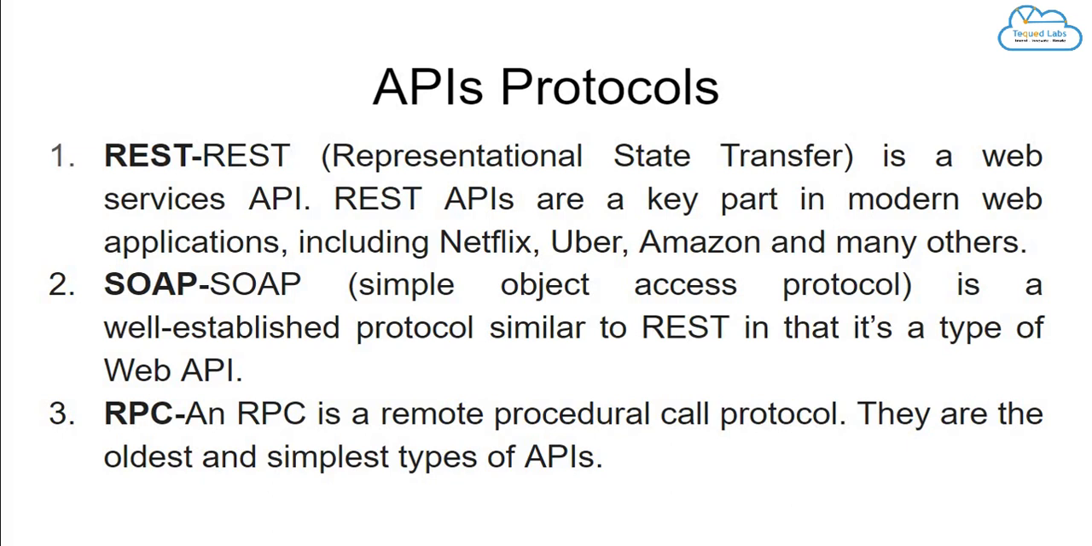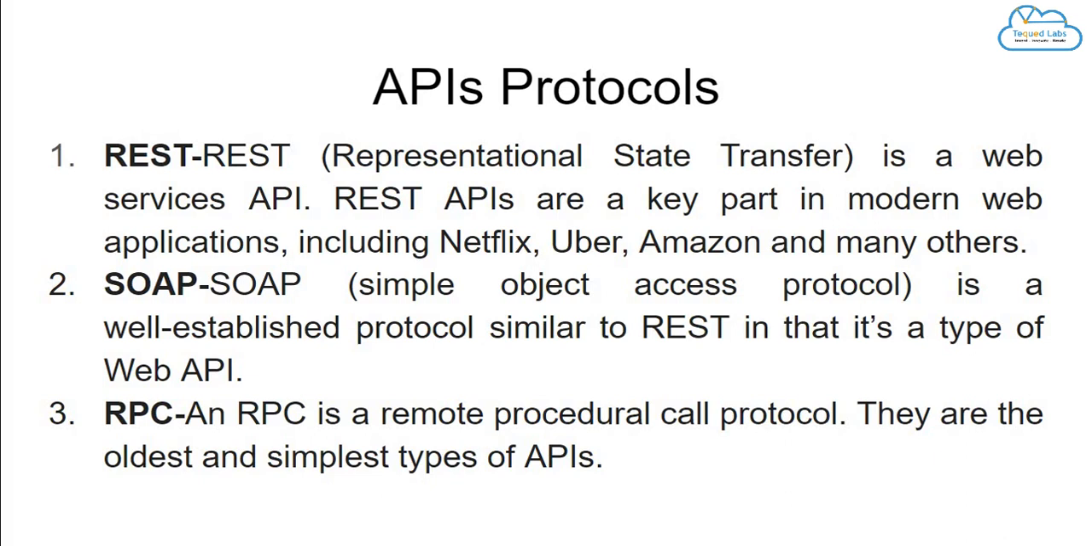The next protocol which comes is the RPC API. RPC is a remote procedural call protocol, right? They are the oldest and the simplest type of APIs. The goal of RPC was for the client to execute code on a server. That was the goal of an RPC, the remote procedural call protocol. The client should be able to execute code on a server.